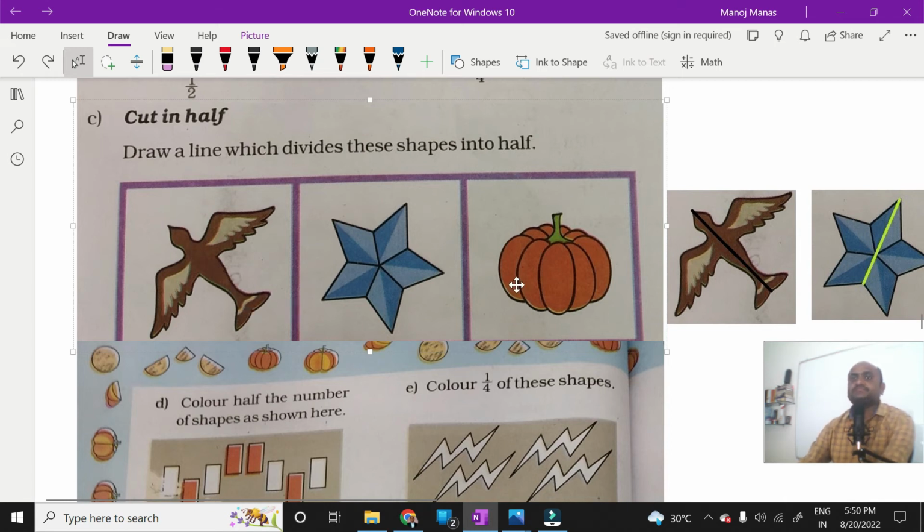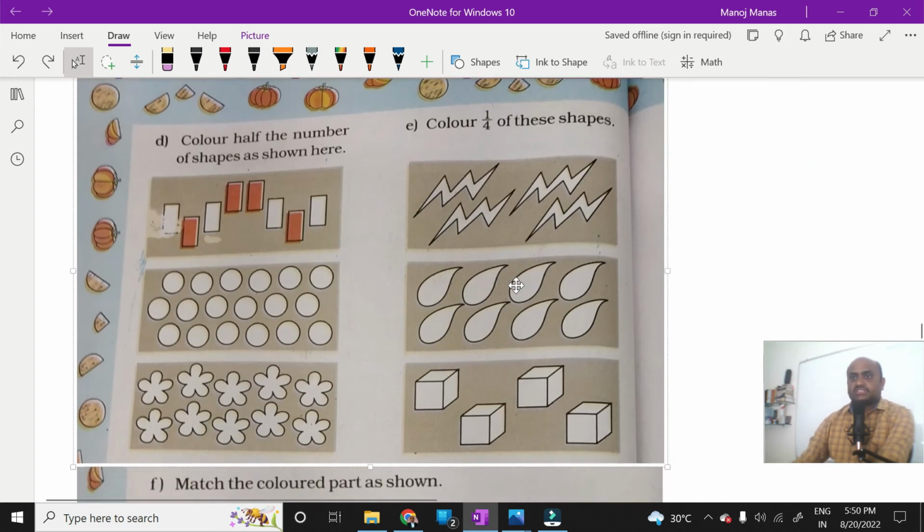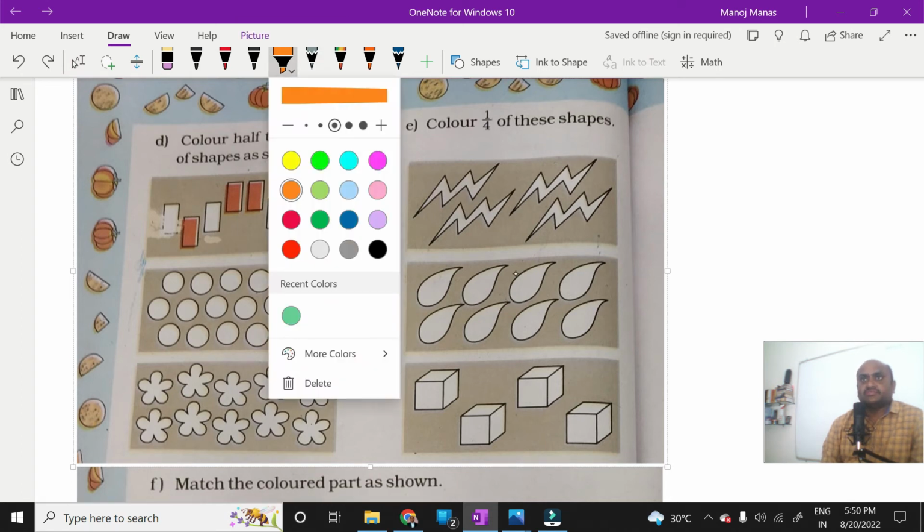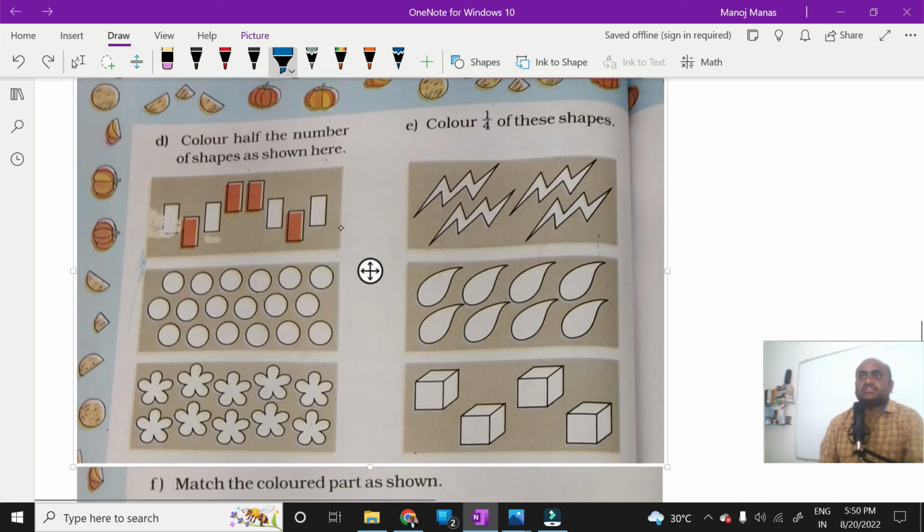Okay, now the next task is to color the number of shapes as shown here. So there are some different shapes available, so we have to color them. Let us see what those things are.